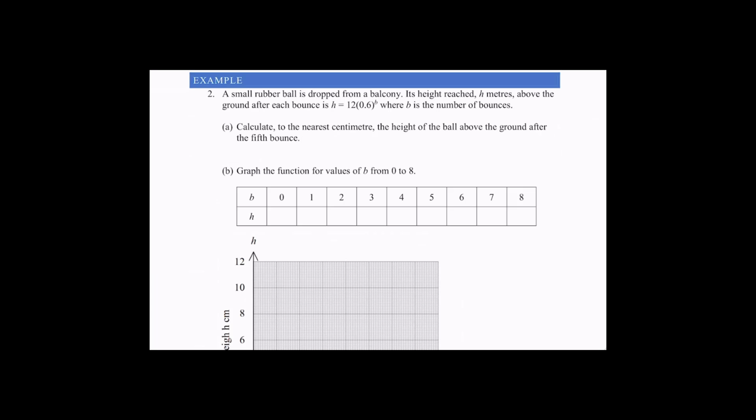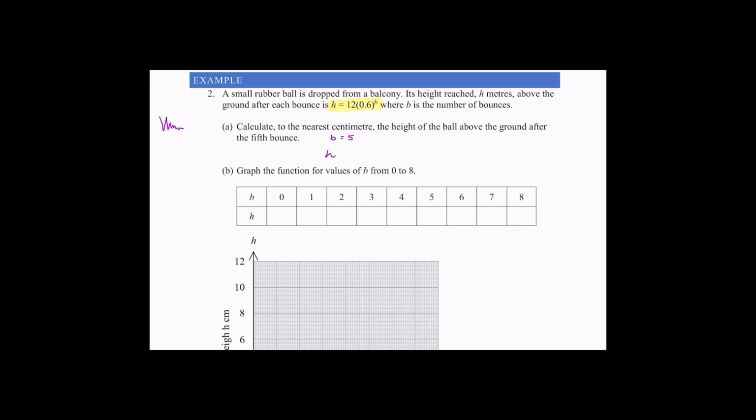In this example, we have a rubber ball being dropped from a balcony. So if you imagine that rubber ball, it's going to hit the ground, it's going to go up, down, up, down, and so on. So this is an example of an exponential curve. So in this case, this is what we are told, where b is the number of bounces. And it says calculate to the nearest centimetre the height of the ball above the ground after the 5th bounce. So we'll be giving b equals 5.